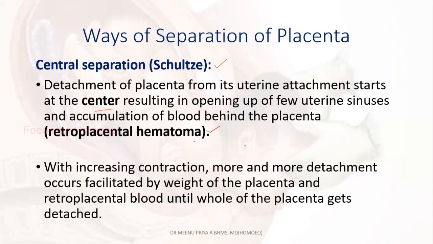With increasing contraction, more and more detachment occurs, facilitated by the weight of the placenta and the retroplacental blood, until the whole placenta gets detached. So this is central separation. How does central separation occur? Always remember the other name. It is also known as Schultz separation of the placenta.